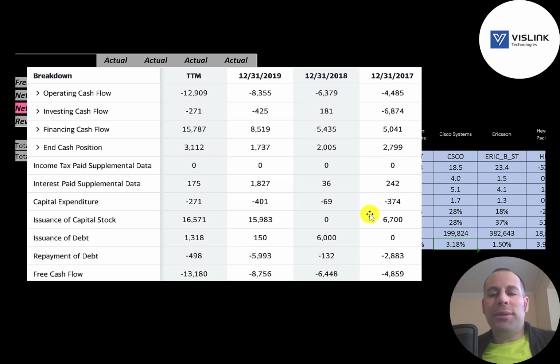In 2017, they issued $7 million of stock. 2019, $16 million. In the trailing 12 months, $17 million. When a company issues stock, it dilutes the current shareholders, making your shares less valuable. It appears they issued a similar amount of debt as they paid off, so they're not adding any more debt.